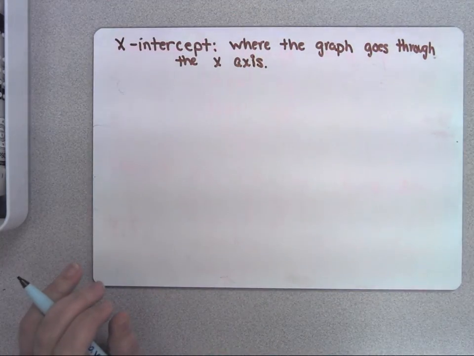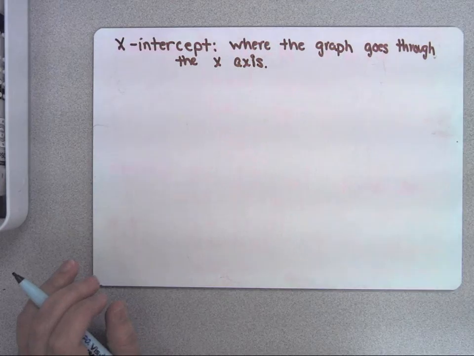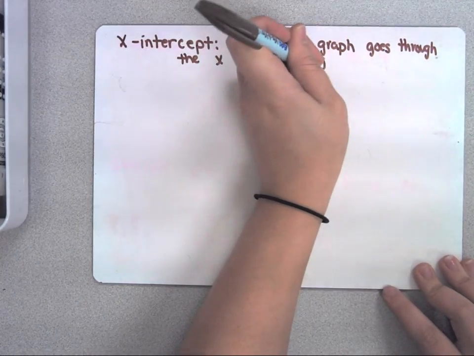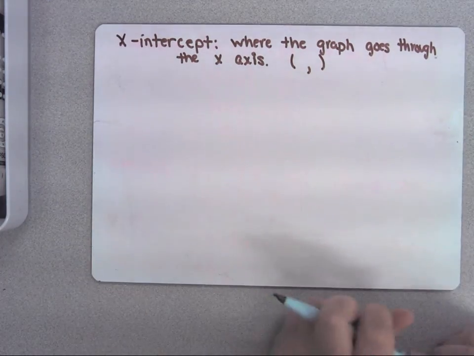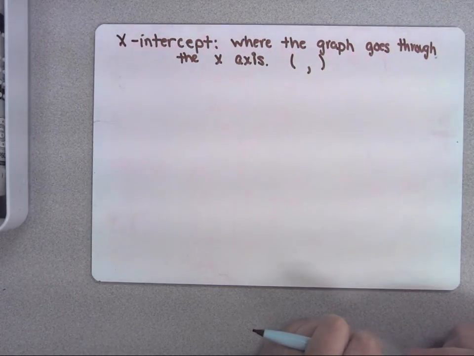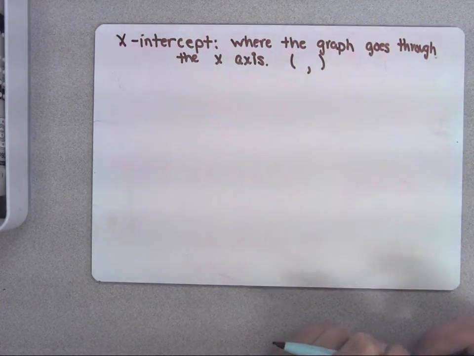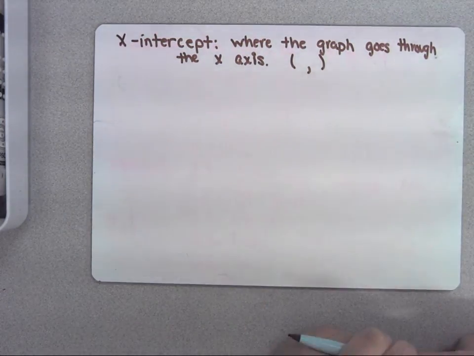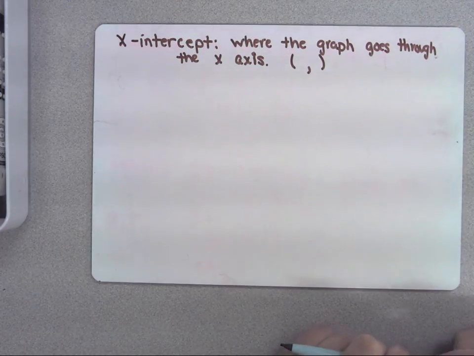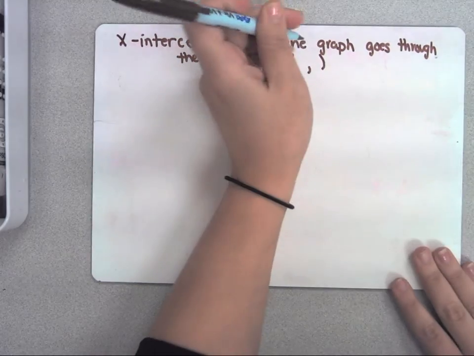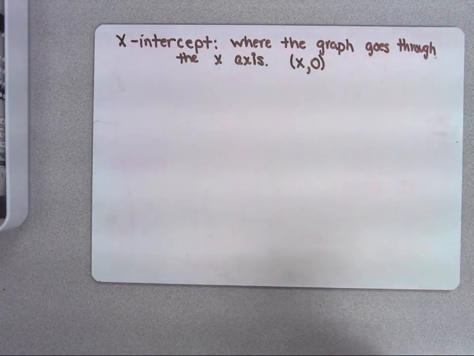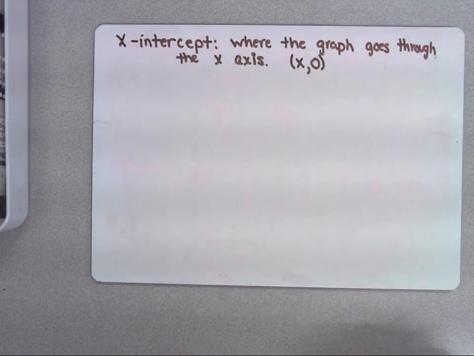What does a point look like that is an x-intercept? Like a point is an ordered pair. What does a point look like that's on the x-intercept? Like x-intercept 3. What does that look like as an ordered pair? X-intercept, it's always a specific number. It is x, comma 0. An x-intercept is always whatever that number is, comma 0.